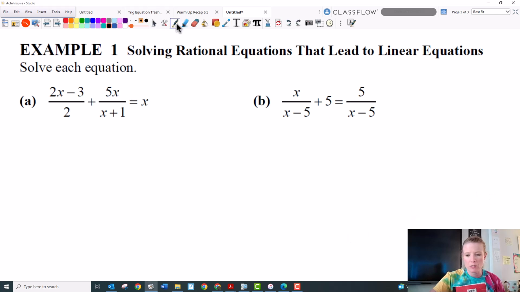Okay, today we are solving rational equations.